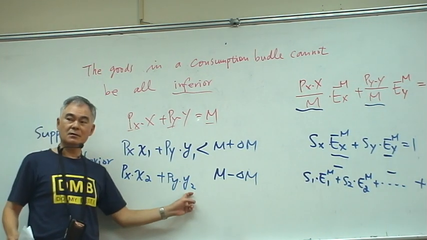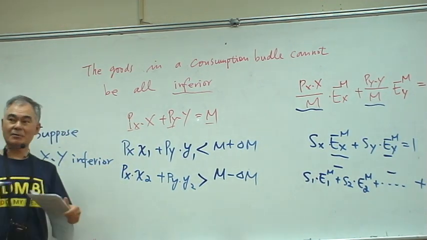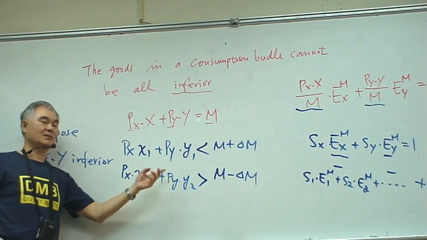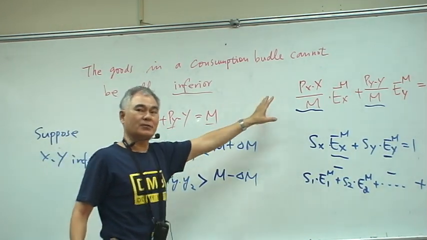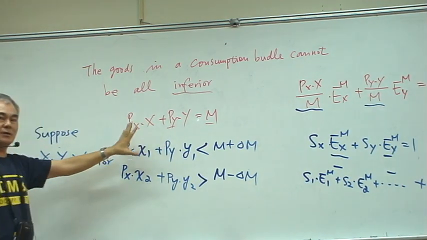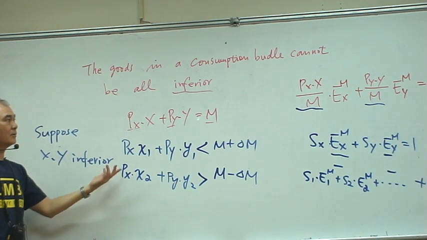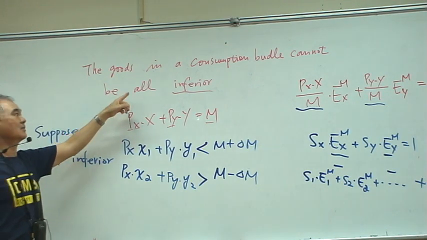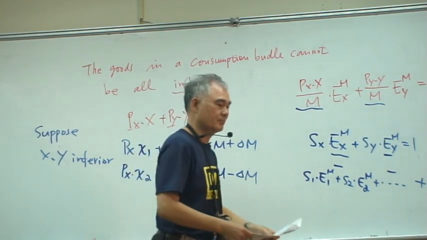The same thing here. Income goes down, you buy more. So what happened? So does it make sense? It doesn't, because a rational consumer will spend all of his income, but not more, right? So either way, you can use calculus to prove it. That's very concise. But also you can use reasoning here. The goods in a consumption bundle cannot be all inferior, because if they are all inferior, there will be a contradiction. Okay, questions?